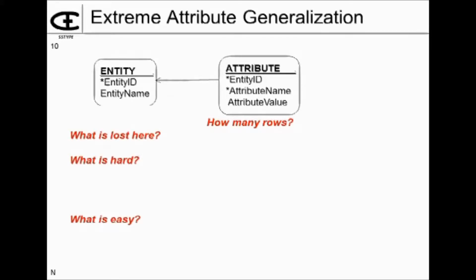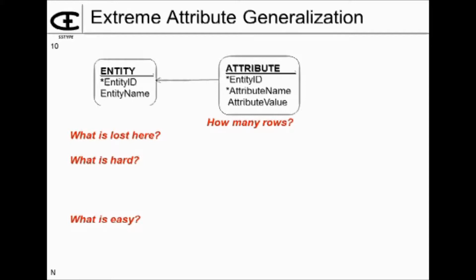What's lost here? Where are the attribute names? They're buried in the data, aren't they? Because they're values in these tables. What is hard? Can you imagine yourself writing queries to get information out of this? You can do it, but it's going to be pretty convoluted.